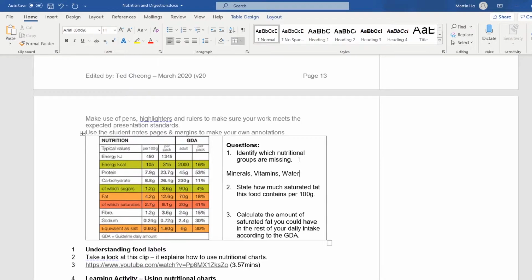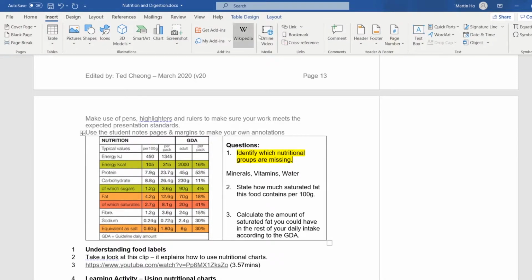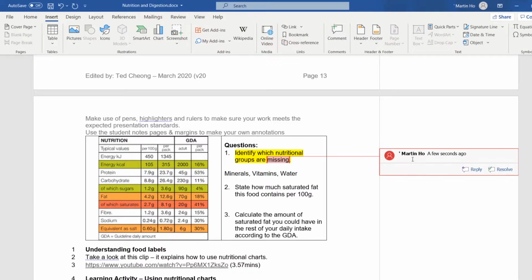And to extend this question, we should think of why they're missing. And the reason simply is there is not an actual significant amount of these 3 nutrients in this food. There is a non-significant amount of these nutrients in the food.